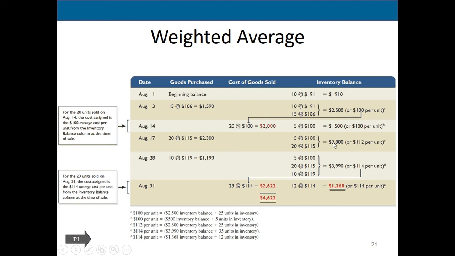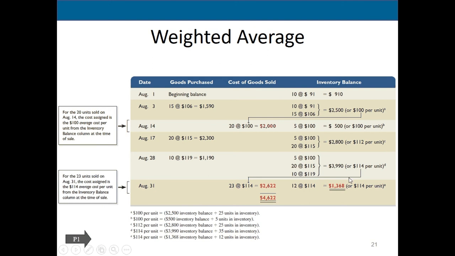If I take this $2,800 and divide it by 25, that's $112 per unit. August 28th, I add another 10 units. Here's what it looks like. Now what do I have? Now I have 35 units, right, with a $3,990 value. If I take $3,990 and I divide it by the 35 units, that's $114 per unit.